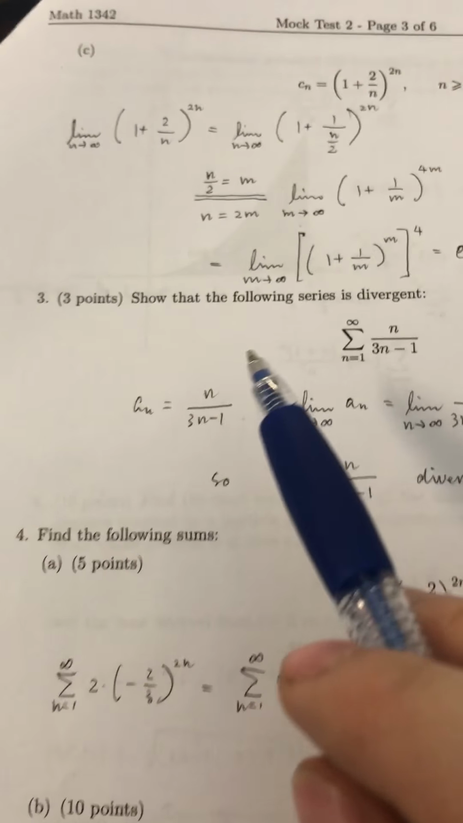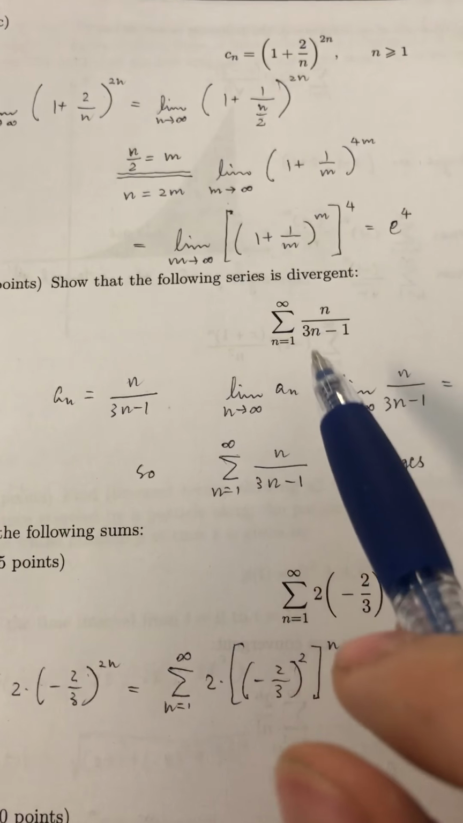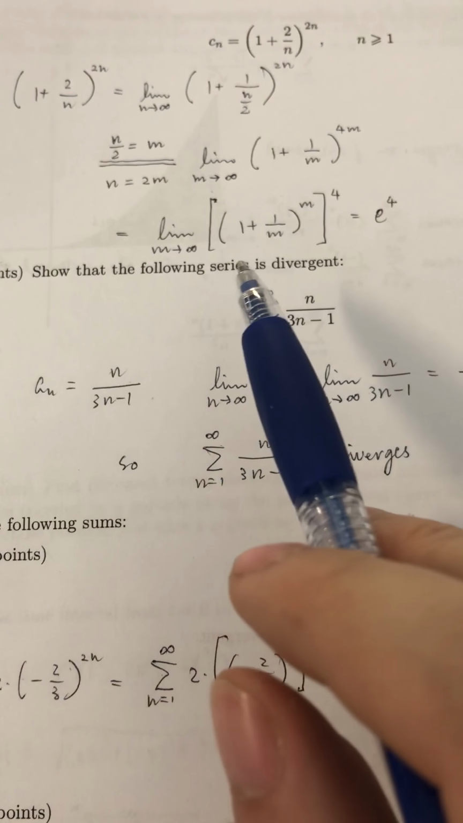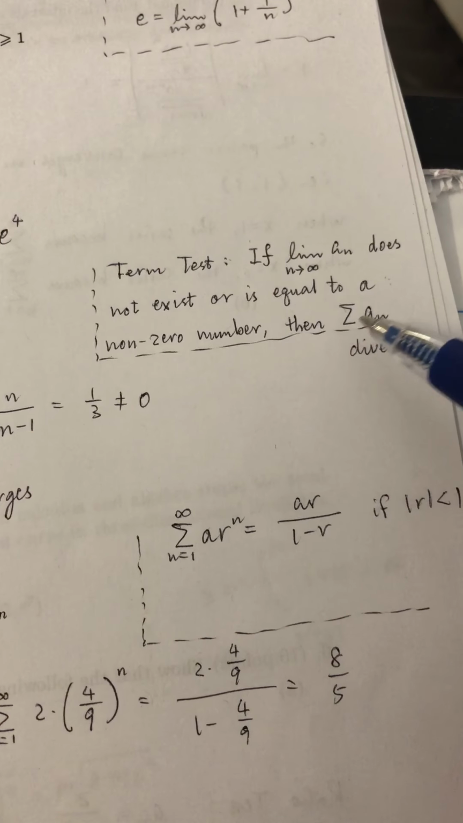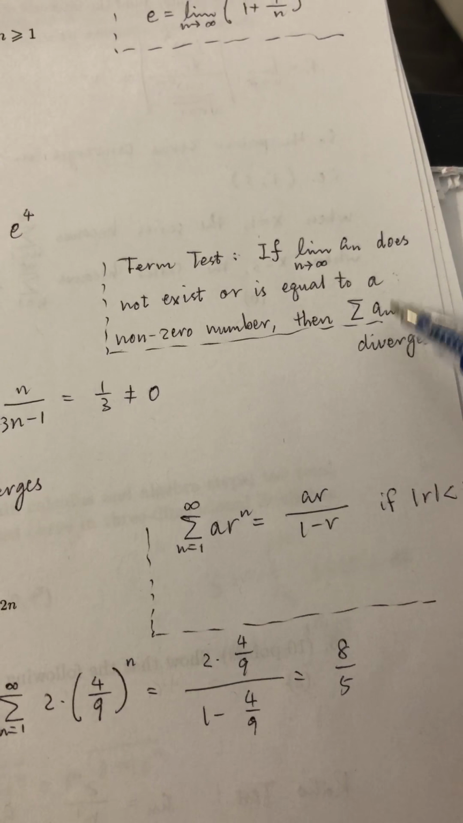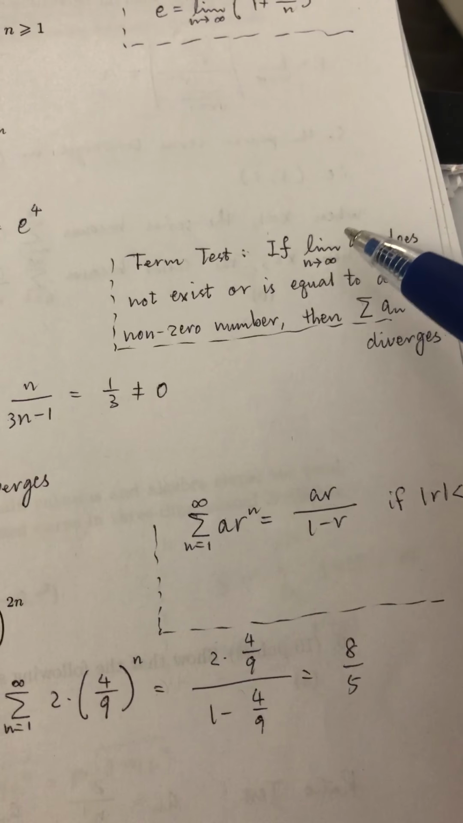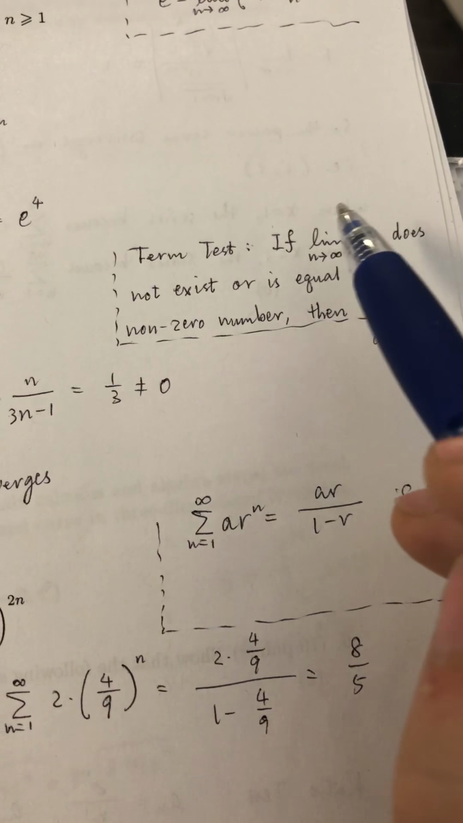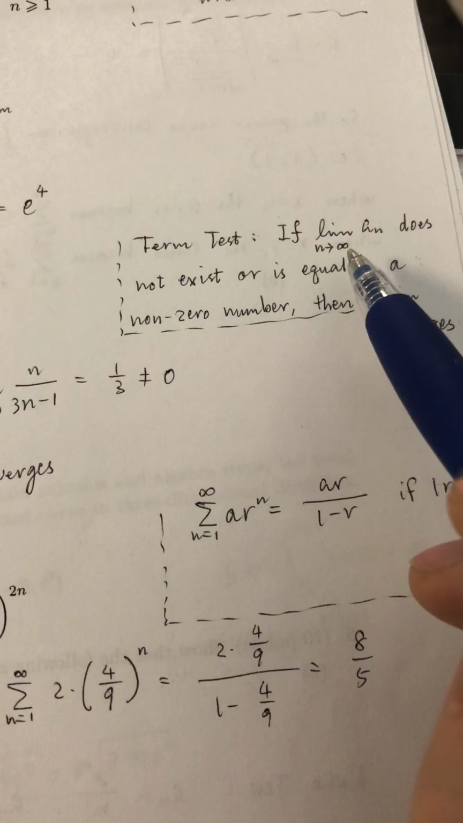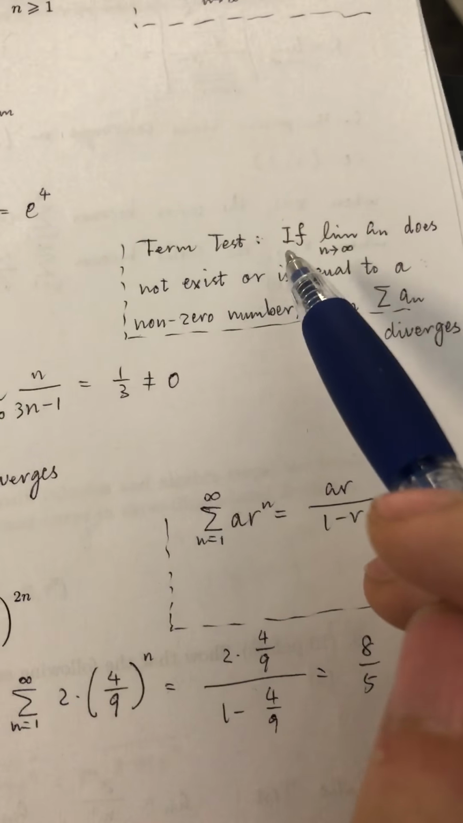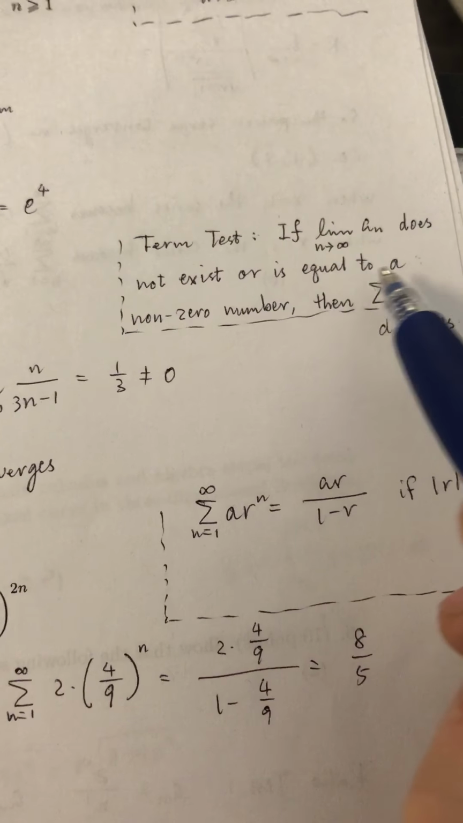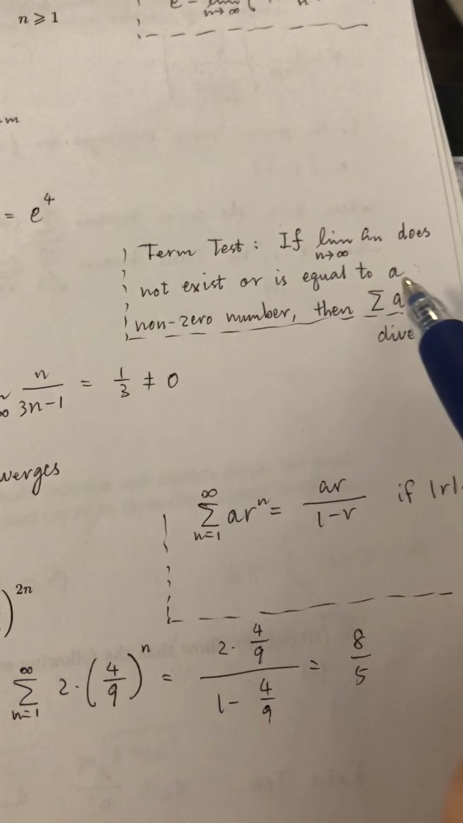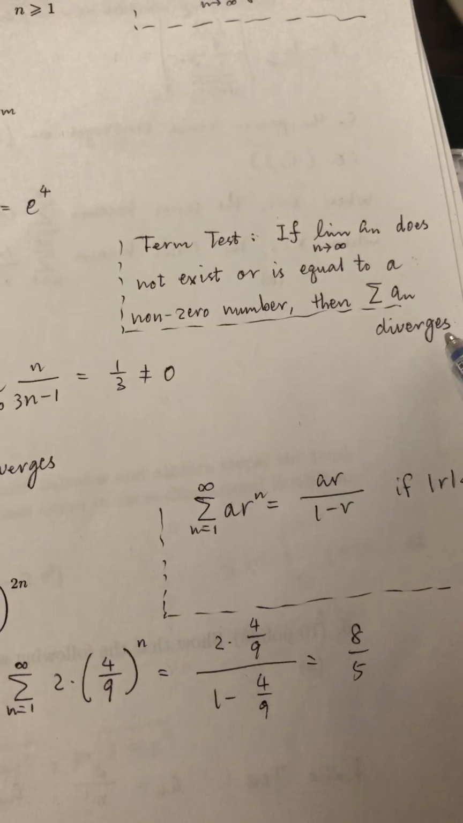Now, number 3. Show that the following series is divergent. To show a series is divergent, you can try to use the term test. That means if you have a series sigma a_n and the limit of the general term, be careful here, when we talk about the limit, I didn't put a sigma here. Do you see that? So if the limit of the general term does not exist or is equal to a non-zero number, then the series itself diverges.